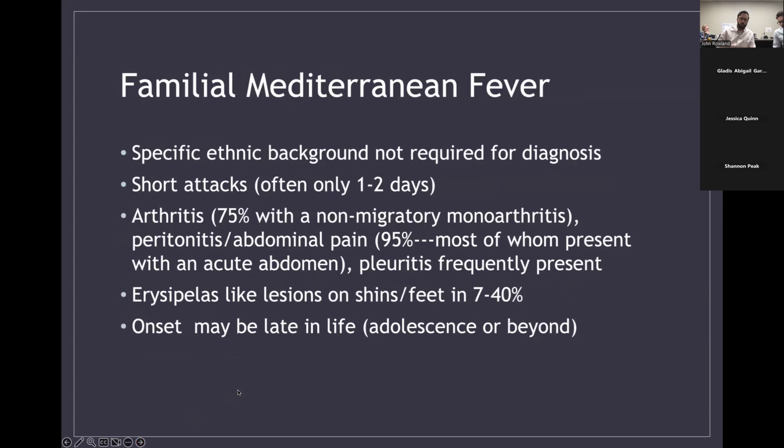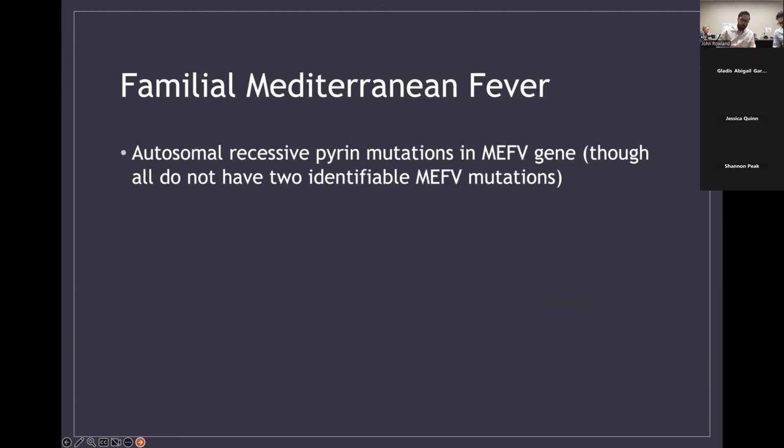FMF, or familial Mediterranean fever, again, one that you may have heard of, but tends to be more rare. This one also has abdominal pain, but arthritis is another feature, which isn't really a feature of hyper IgD syndrome. And then there's this really interesting erysipelas-like rash that tends to occur. These kids tend to present a little bit later than hyper IgD syndrome. And again, genetic testing can be done.